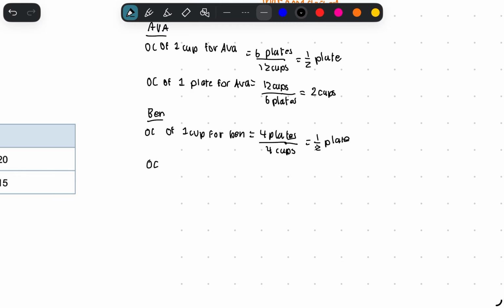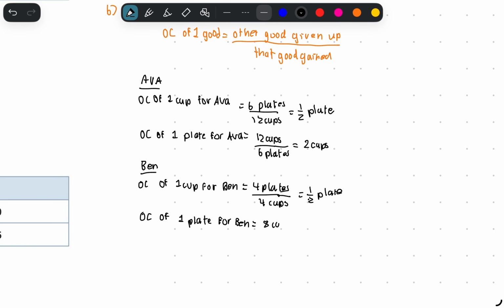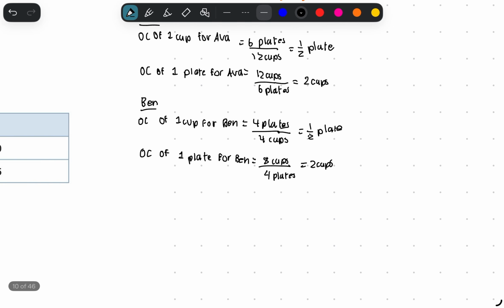Now, again, we'll find the opportunity cost of 1 plate for Ben. Now we have 8 cups being given up because we're not going to be producing cups, and we are going to gain 4 plates. So this is going to give us 2 cups. The opportunity cost of 1 plate is equal to 2 cups.